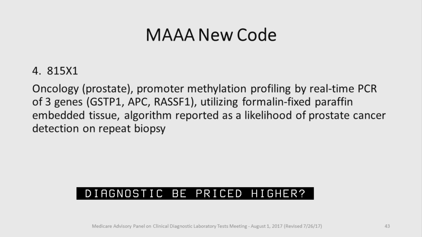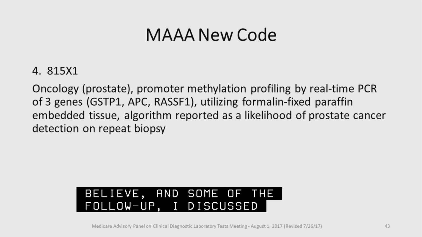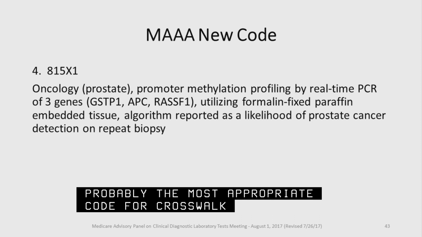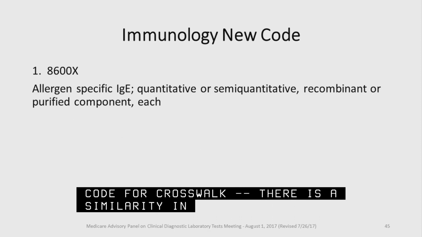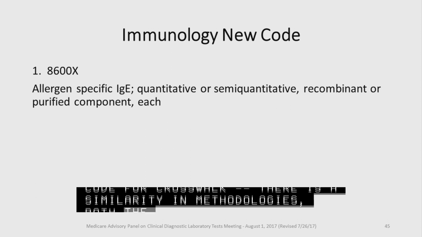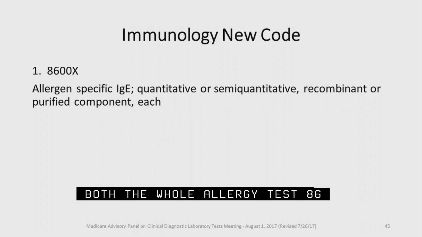Yeah, so during the presentation, and in some of the follow-up, I discussed how probably the most appropriate code for crosswalking to is 86003 because of the similarity in methodologies. Both the whole allergen test, 86003, and the 8600X-CRD tests are run on the same instrument platforms. The difference is in the actual development and manufacturing of the kit costs.